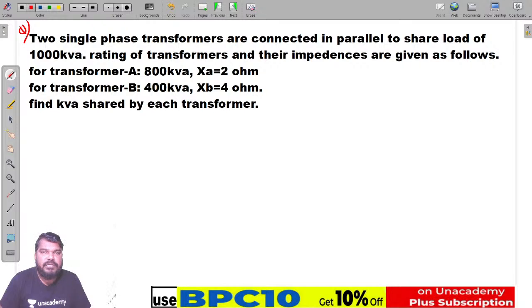Two single phase transformers are connected in parallel to share the load of 1000 kVA. Rating of the transformers and their impedances are given as follows. For transformer A, 800 kVA, XA is equal to 2 ohms. For transformer B, 400 kVA, XB is equal to 4 ohms. Here the resistance is neglected, that's why only XA and XB are given. Find the kVA shared by each transformer.